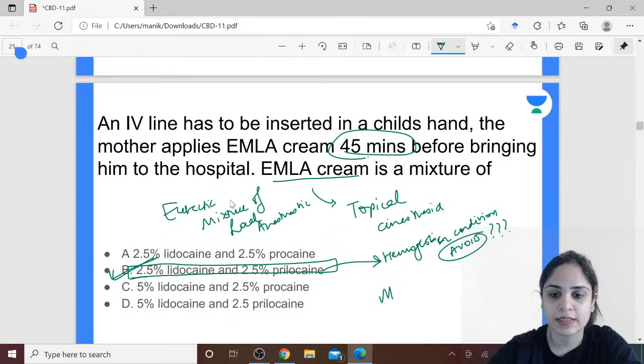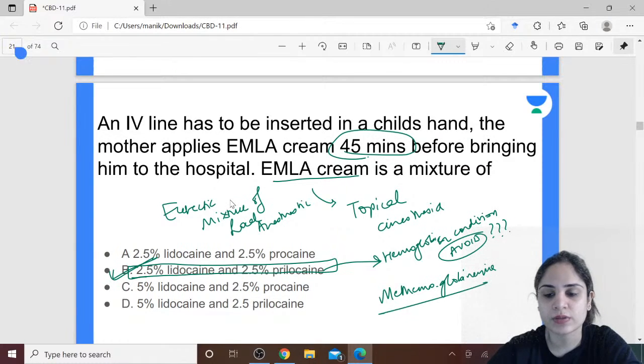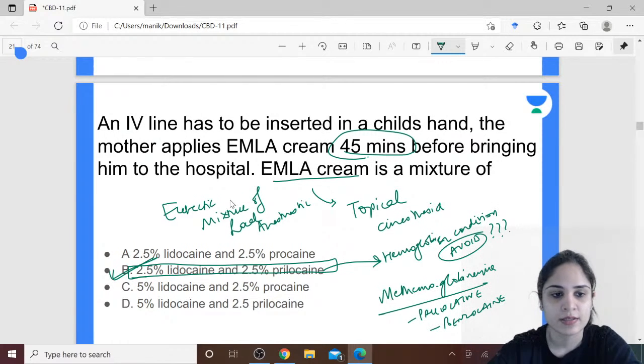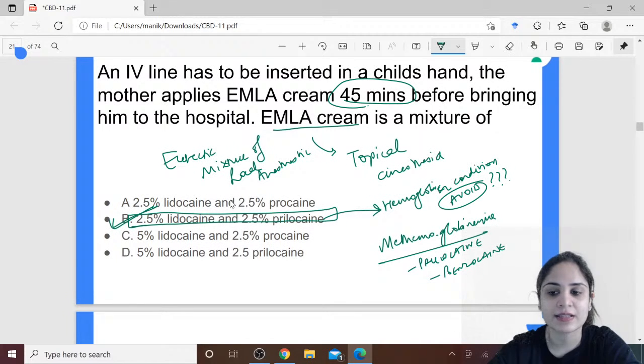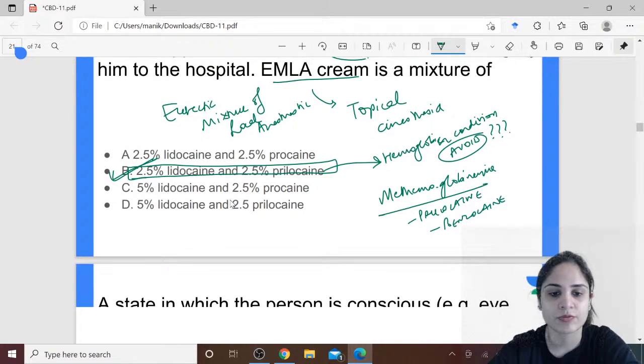Remember, in case of methemoglobinemia, I will avoid prilocaine. There are two things that I should avoid: one is prilocaine and one is benzocaine. These are the two local anesthetics that should be avoided in case of methemoglobinemia. So you should know EMLA cream very well. This has been asked many times in the exam before.